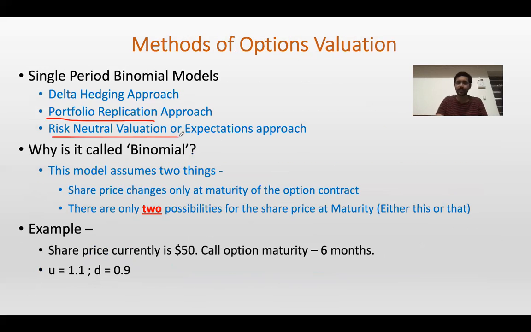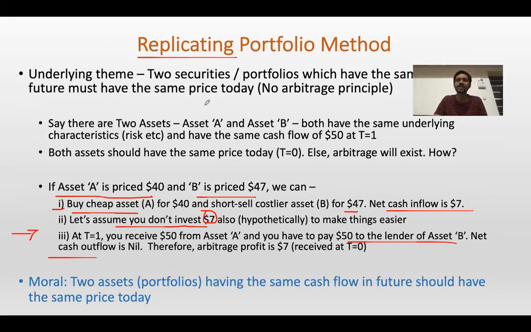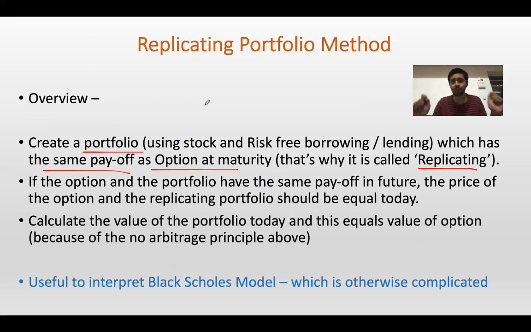risk neutral valuation. That's the first preferable method. Or the second method that is preferred is delta hedging. This one is the least preferred. All right. So portfolio replication approach or replicating portfolio approach, you can call it either way, is actually not the preferred method to solve an examination question from a CA final perspective.